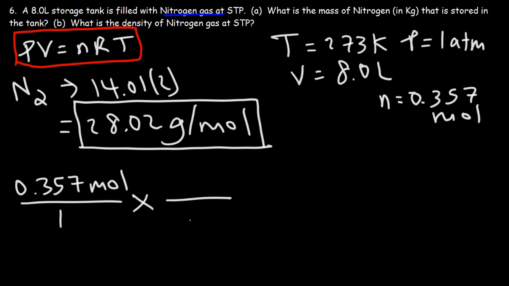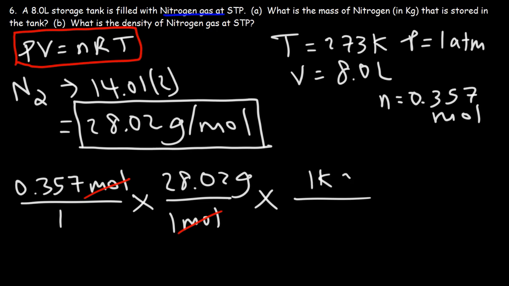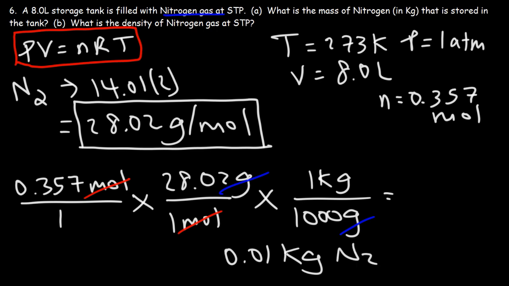Now let's convert from moles to grams. So 1 mole of N2 has a mass of 28.02 grams. You want to set it up in such a way that the unit moles will cancel. Next, let's convert grams to kilograms. 1 kilogram is equal to a mass of 1,000 grams. So now the unit grams cancel. So it's going to be 0.357 times 28.02 divided by 1,000. And so the answer for part A is 0.01 kilograms of nitrogen. So that's the mass of nitrogen that is in this 8-liter storage tank at STP.